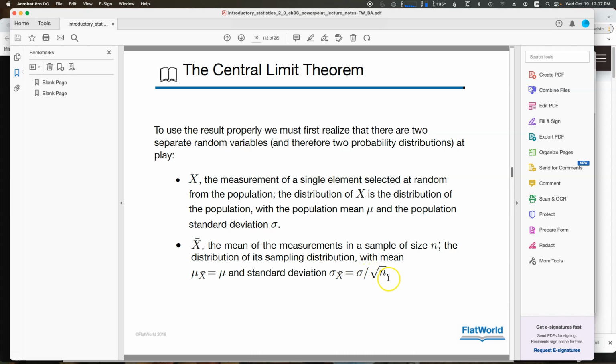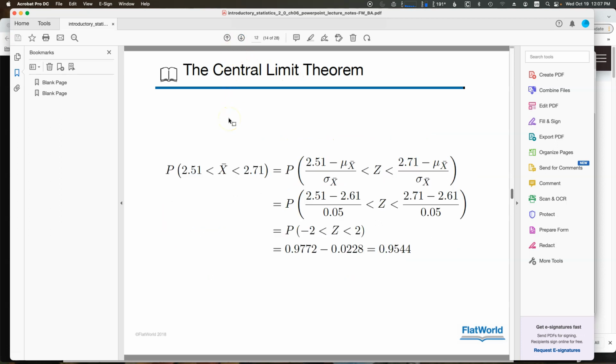So we just use this right here. So now we need to find the z-scores for each of these values. What we're going to do is take each of our values, 2.51 and 2.71, and subtract the sample mean, in this case 2.61, which we knew from the central limit theorem, and divide by the standard deviation that we found on the previous slide, 0.05. And we're going to see that we're looking for z-scores in the probabilistic range between -2 and 2.